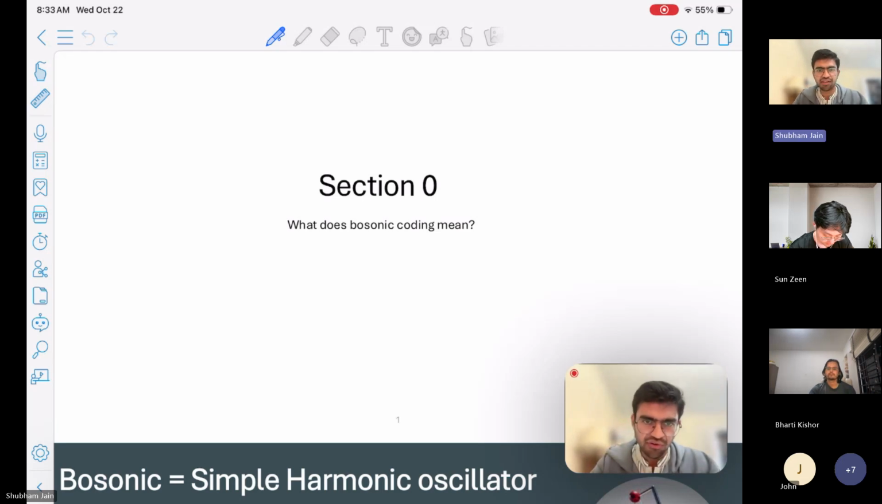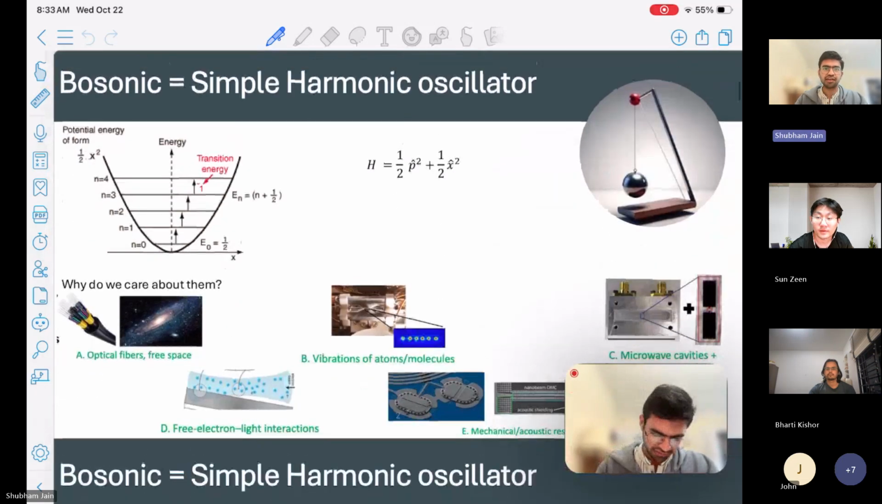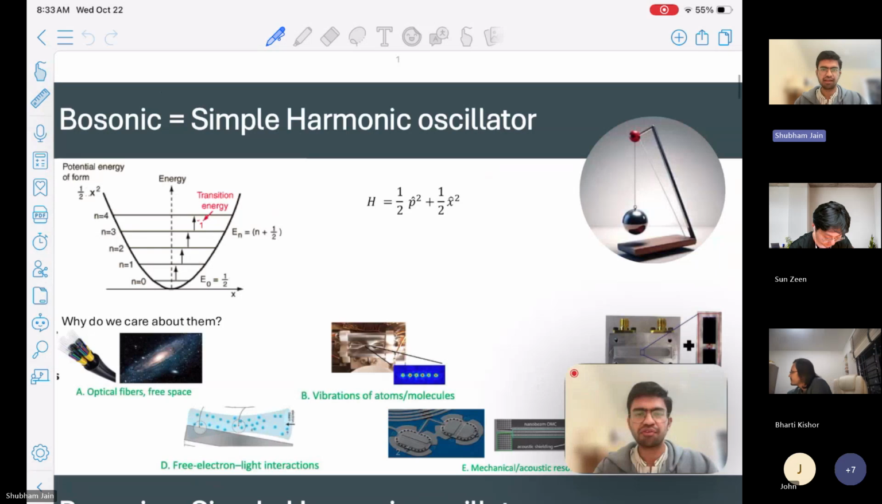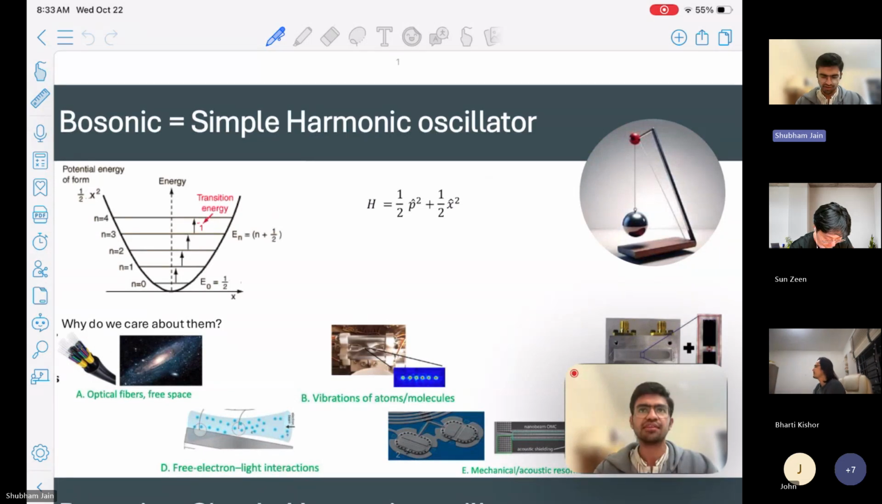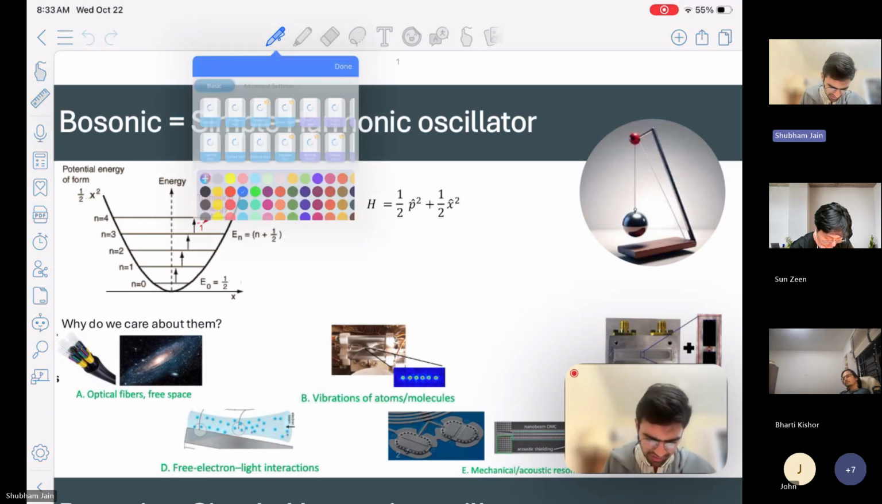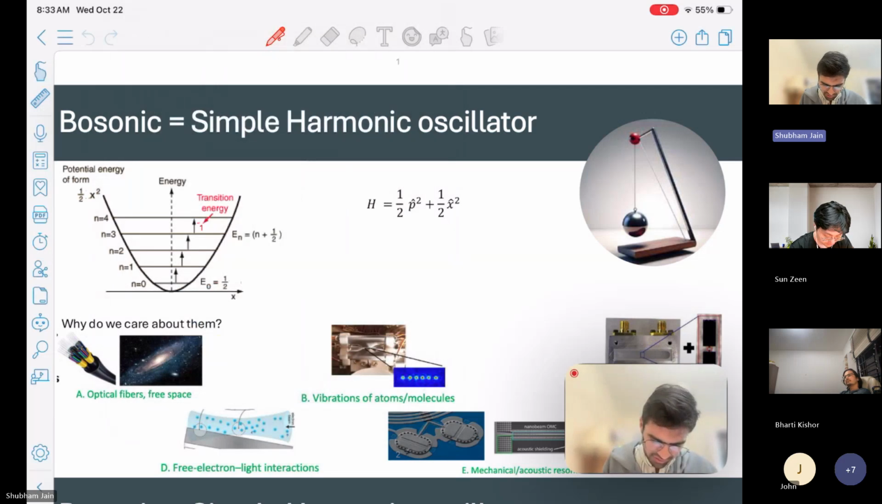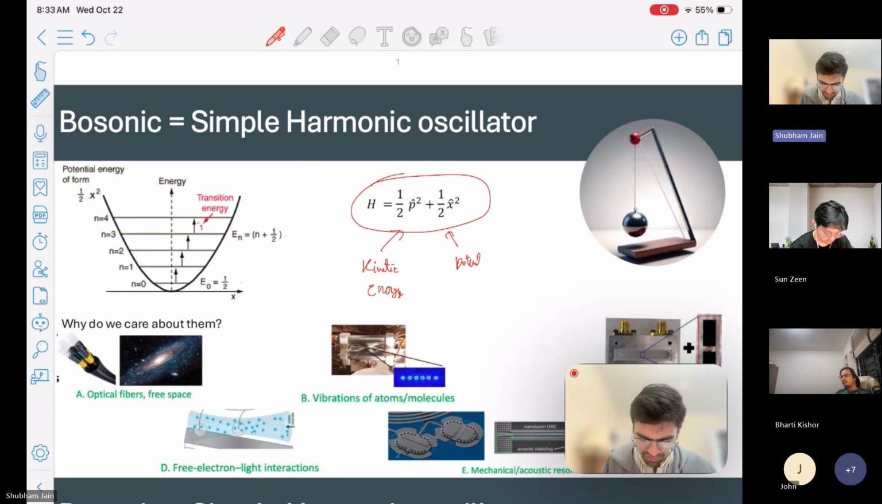So yeah, what does bosonic encoding mean? When we say bosonic in the quantum error correction language, it usually just means that we're referring to a simple harmonic oscillator, a quantum simple harmonic oscillator. And if we don't even know what that means, then it's just a system with a very simple Hamiltonian, which is this, where we have a typical kinetic energy term, and then we have a potential energy term, which is just a parabola.